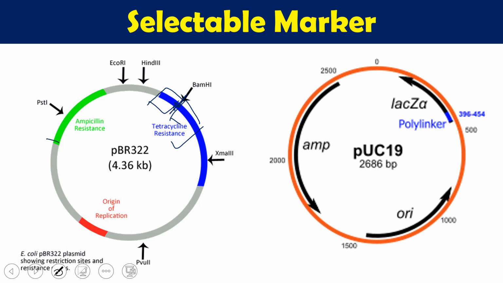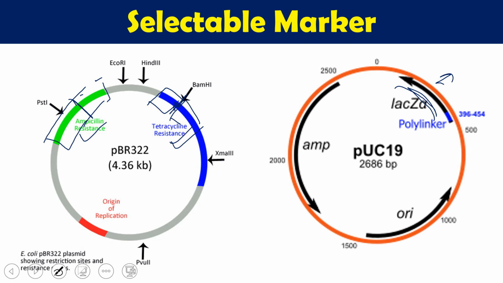Similarly, this gene provides the property of ampicillin resistance. So as long as the gene is intact, bacteria will be ampicillin resistant. If this gene is digested or split, it will not have ampicillin resistance properties. So these are antibiotic resistance genes, and if we have LacZ genes or LacZ alpha genes, these normally help us in blue-white screening.